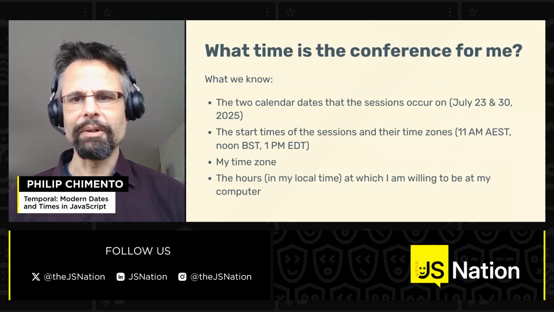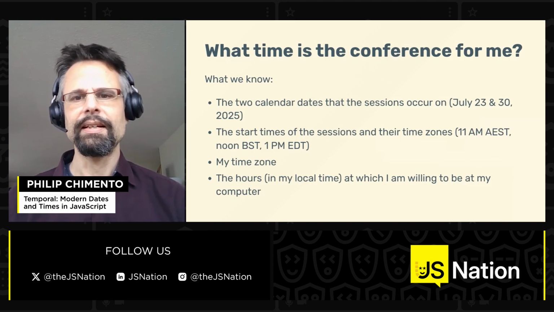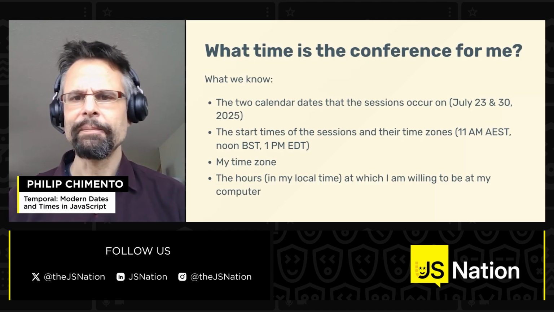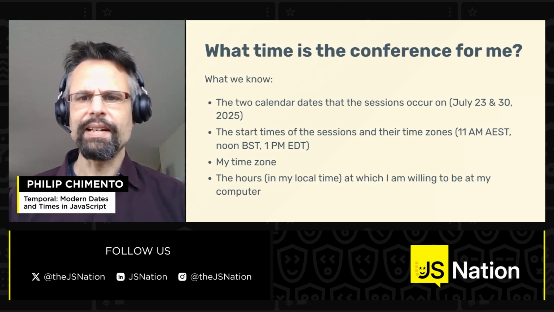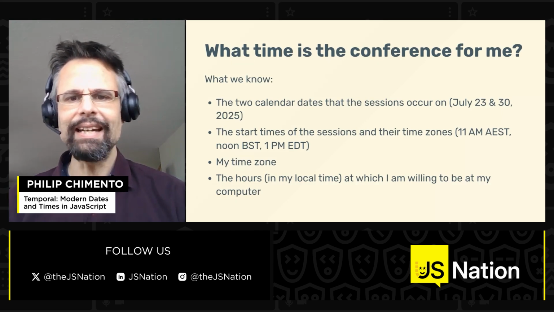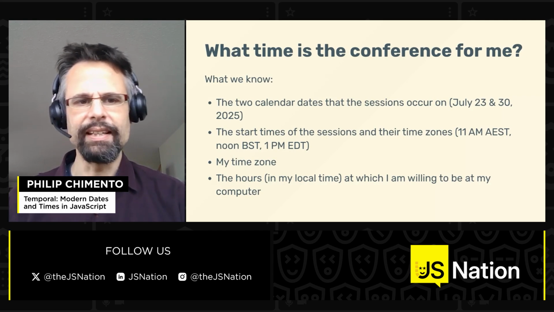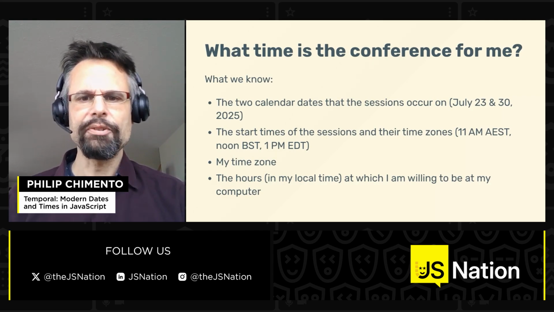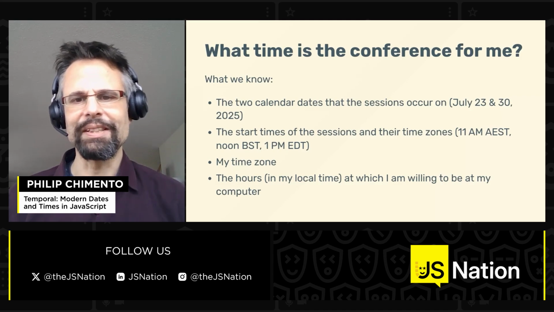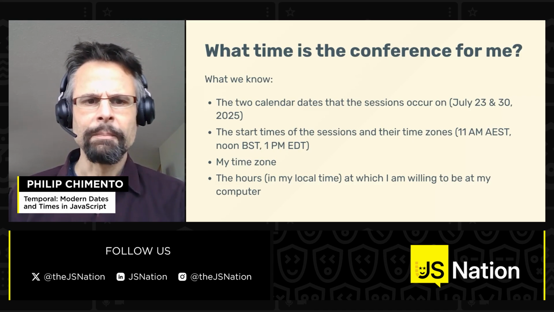So here are the facts that we know. We know from the website the 2 calendar dates of the conference, July 23rd and 30th. I got the screenshot from a past conference, but let's say for this example, the dates are in 2025. Then there are 3 sessions on each conference day. We know the local start times of each of the 3 sessions and what time zones those local start times are given in. So it's 11 a.m. AEST, noon BST, and 1 p.m. EDT. Then I also know my time zone, and I know the hours in my local time zone during which I'm willing to be online watching a conference.